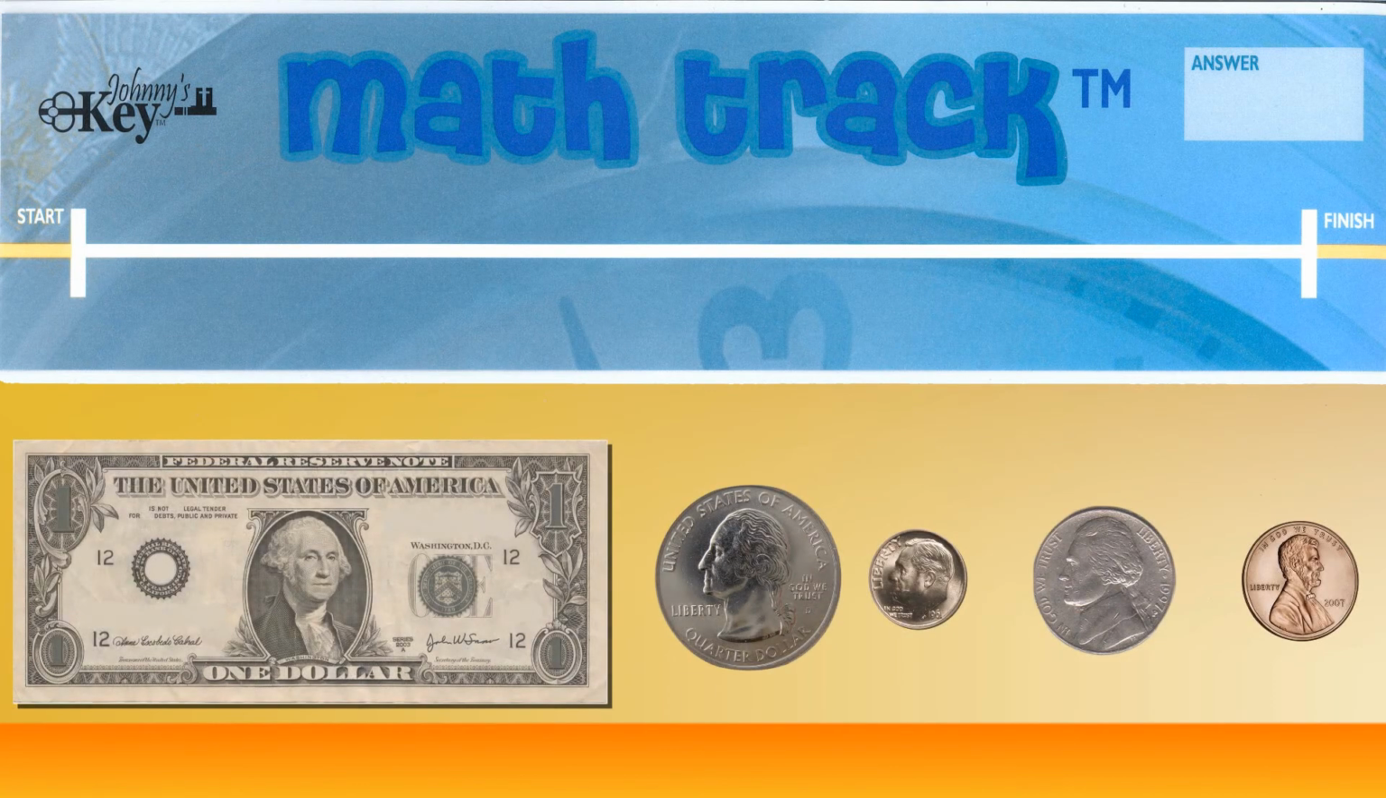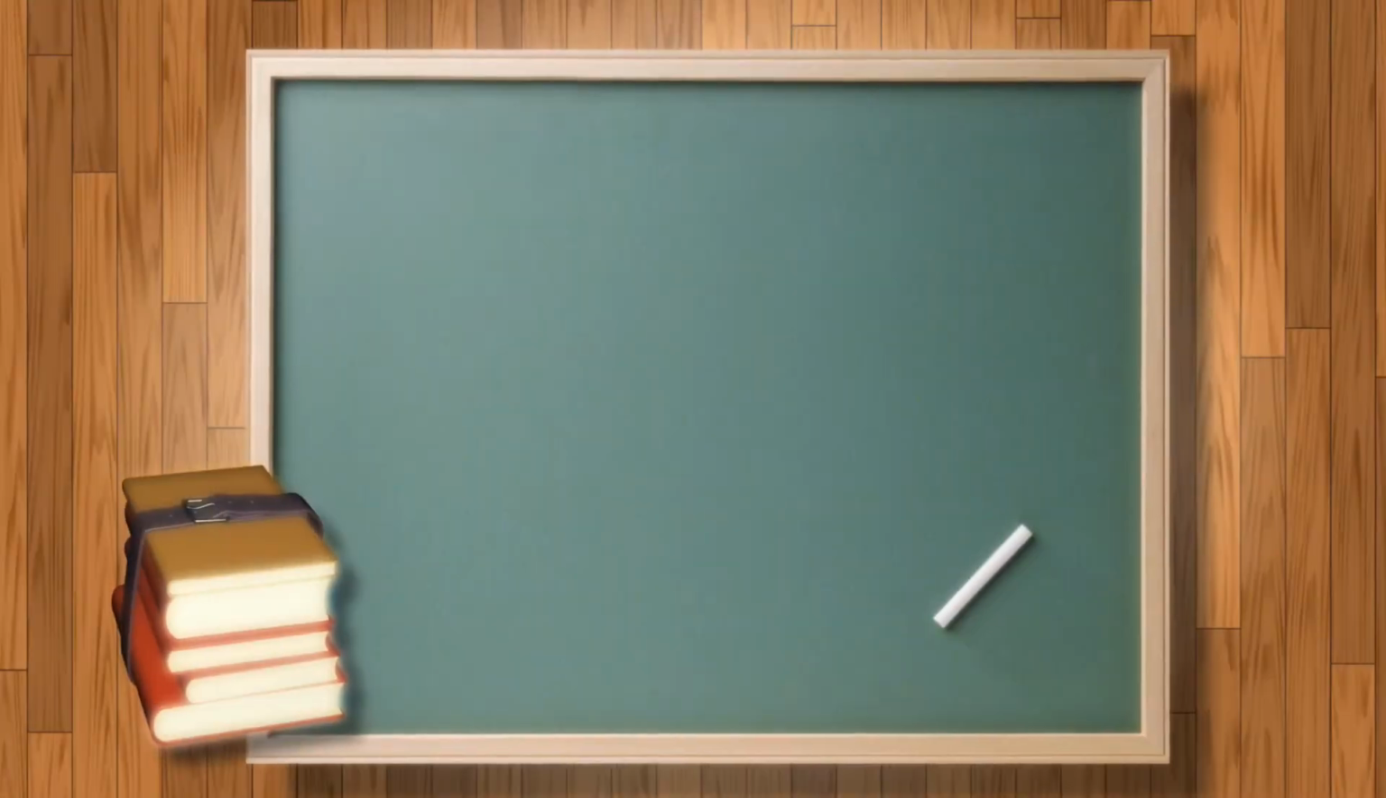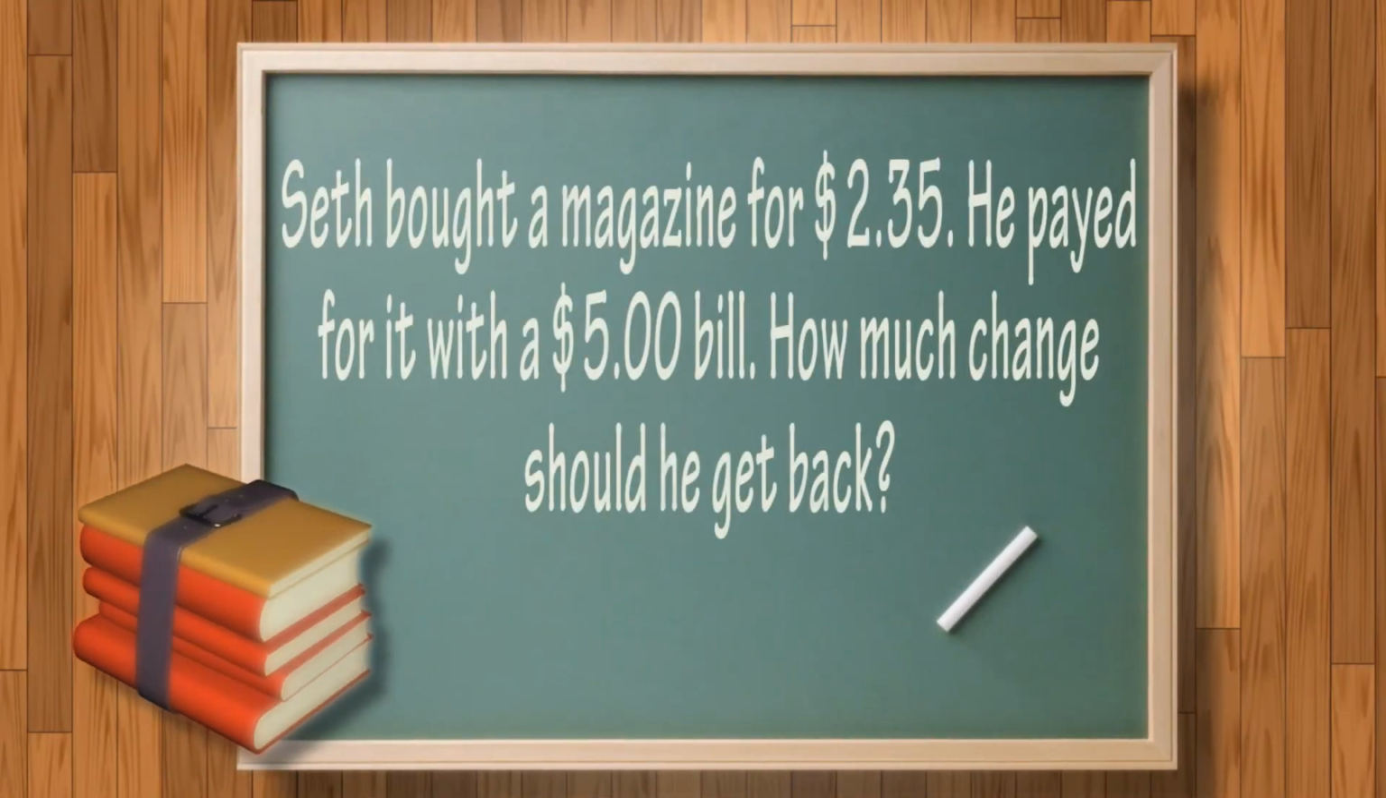The same method, a counting up strategy, can also be used for making change. Let's take a look at this problem. Seth bought a magazine for $2.35. He paid for it with a $5 bill. How much change should he get back?